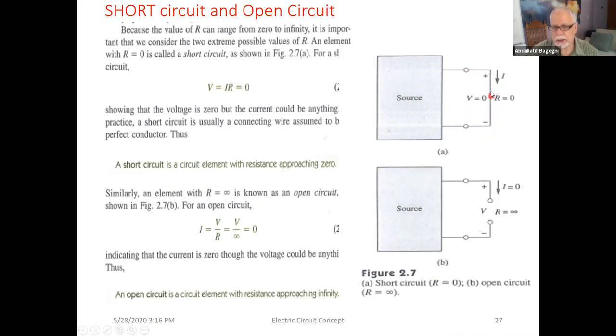So that actually creates a very high current flow. If we apply Ohm's law to find I, we know I equals V over R. So V divided by R, and R is zero. Whatever the value of the voltage is, divided by zero, the answer usually is infinity.